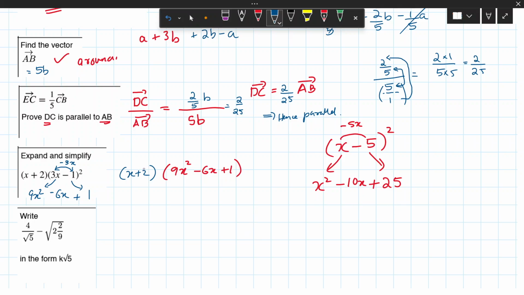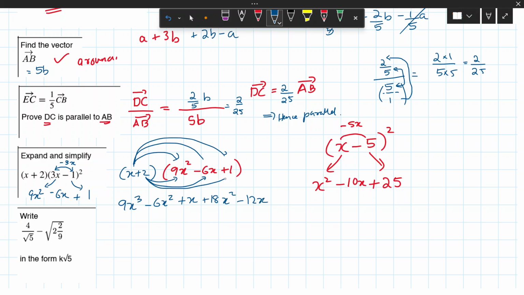Now we need to multiply these two together. So we would do x times 9x squared, that will be 9x cubed. x times minus 6x, that will be minus 6x squared. x times plus 1, that will be plus x. Then 2 times 9x squared, that will be 18x squared. 2 times minus 6x, that will be minus 12x. And then 2 times plus 1, that will be plus 2.